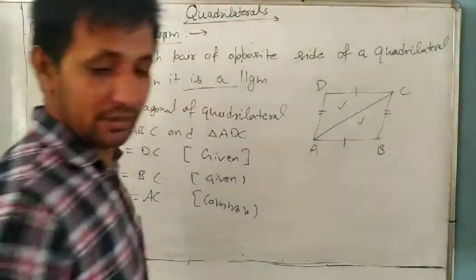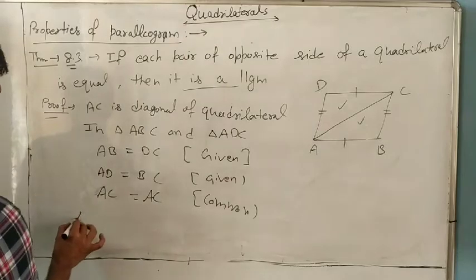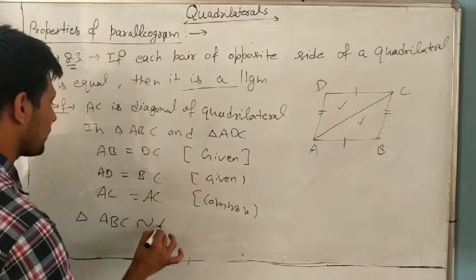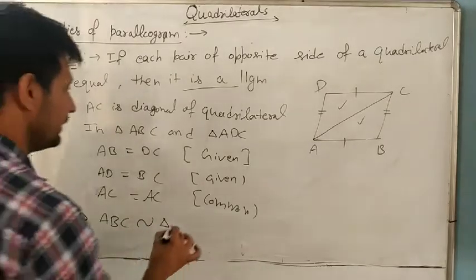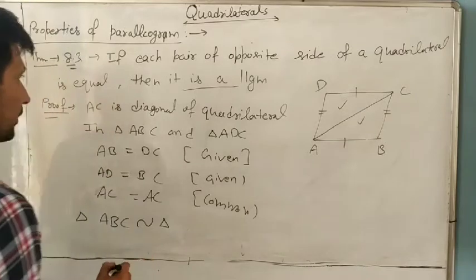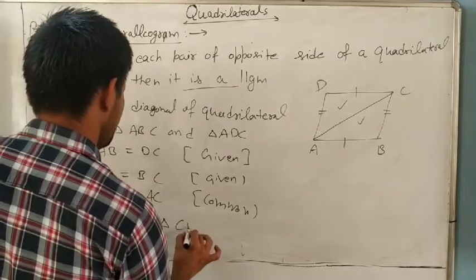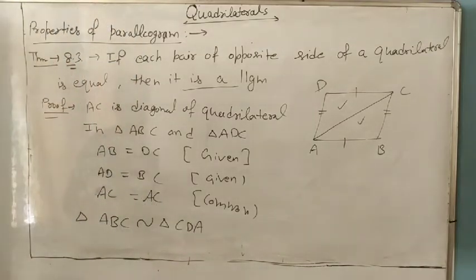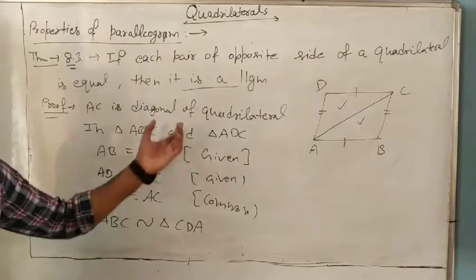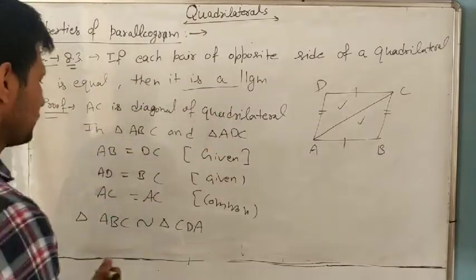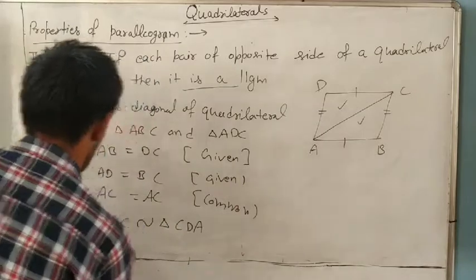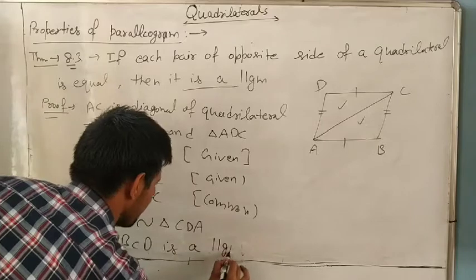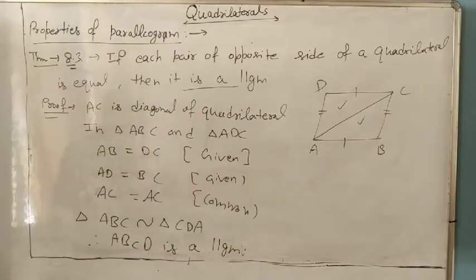Okay, you write: triangle ABC is congruent to triangle... congruent to which one? AB equals CD. Okay, yes, these are congruent, so therefore ABCD is a parallelogram. Understand it? Note it down.